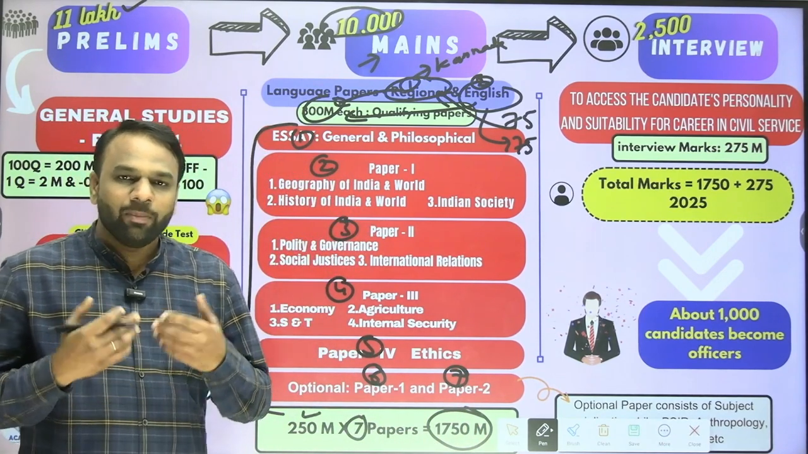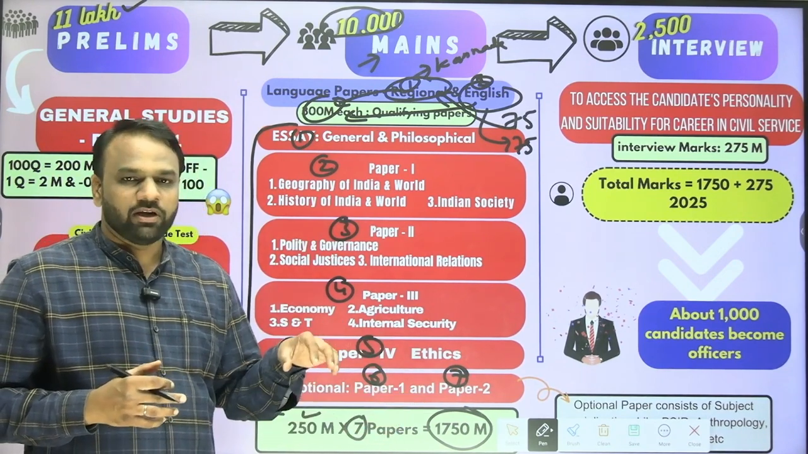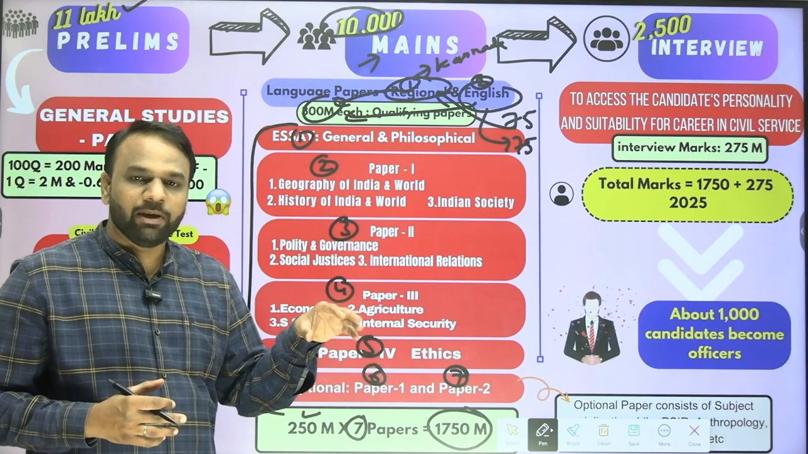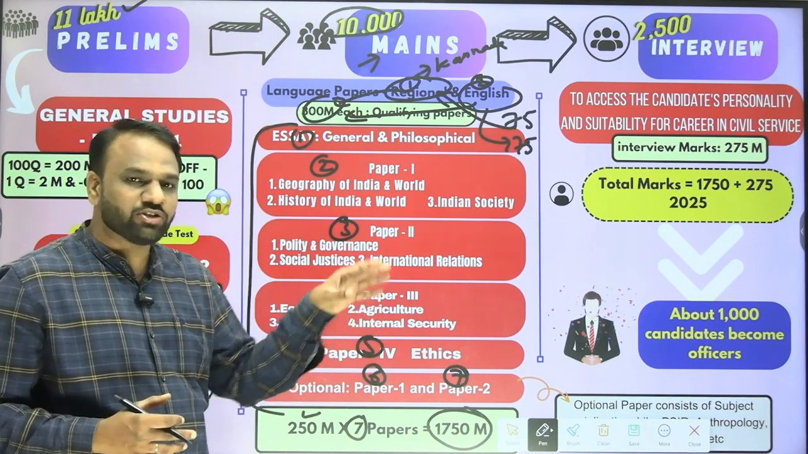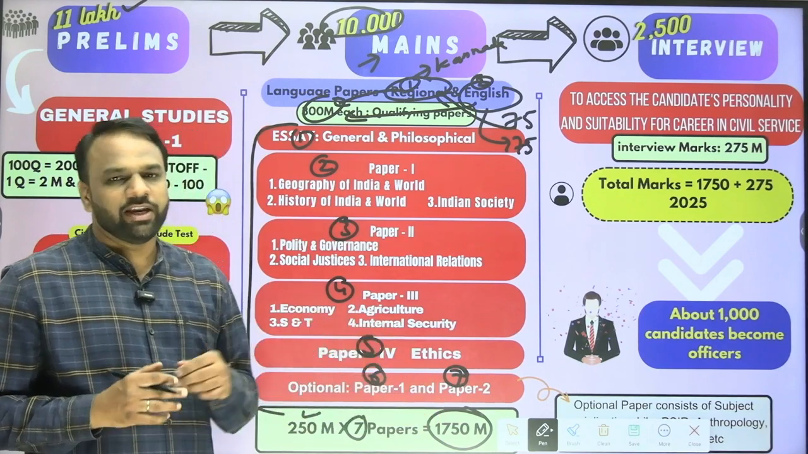1750 marks. So how much marks you get out of 1750 is very important, because it will have an influence on your final rank. So the marks which you get out of 1750 is very important.